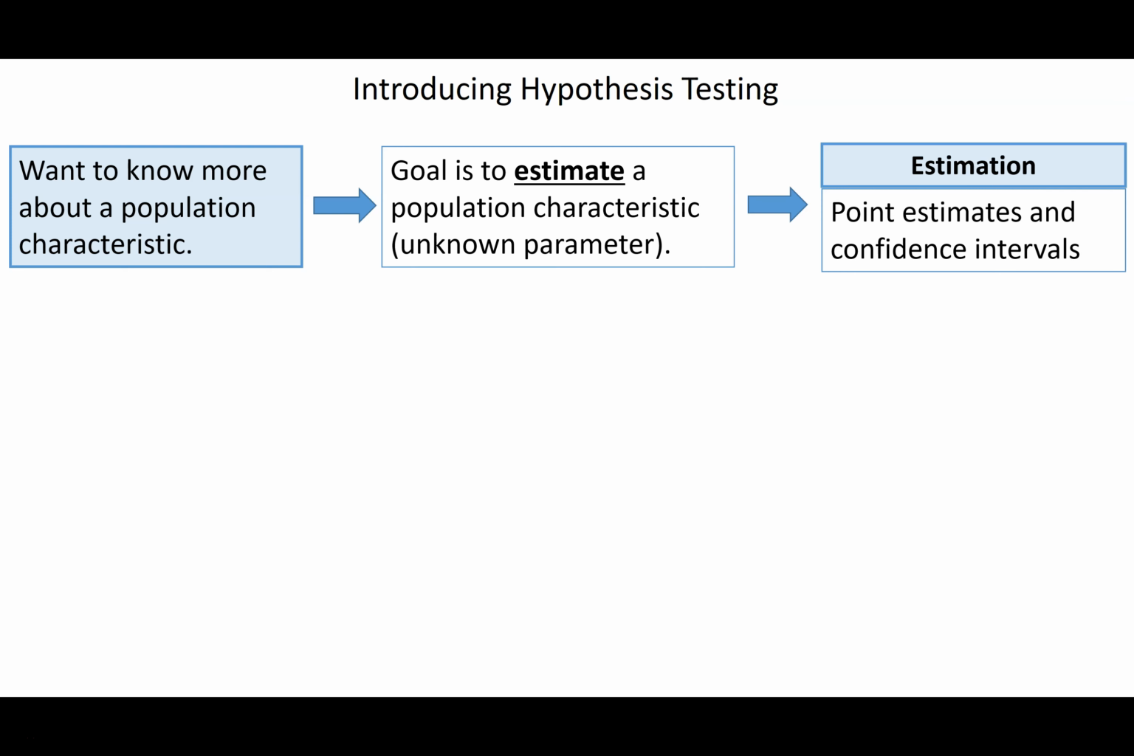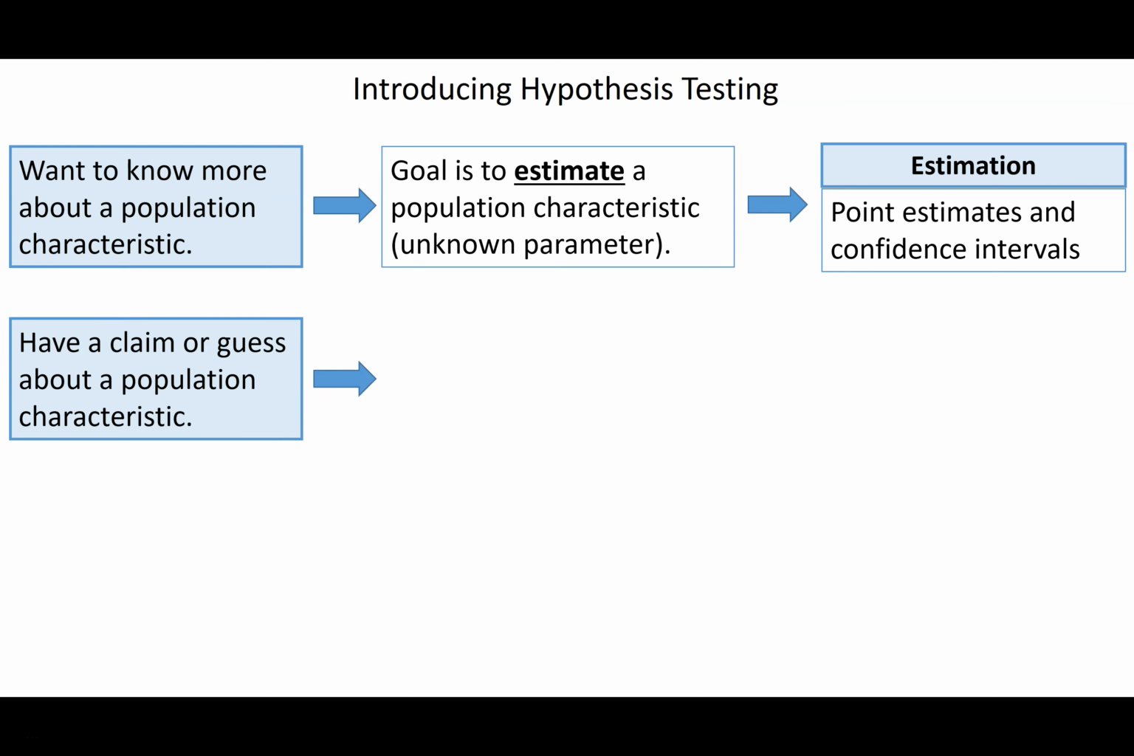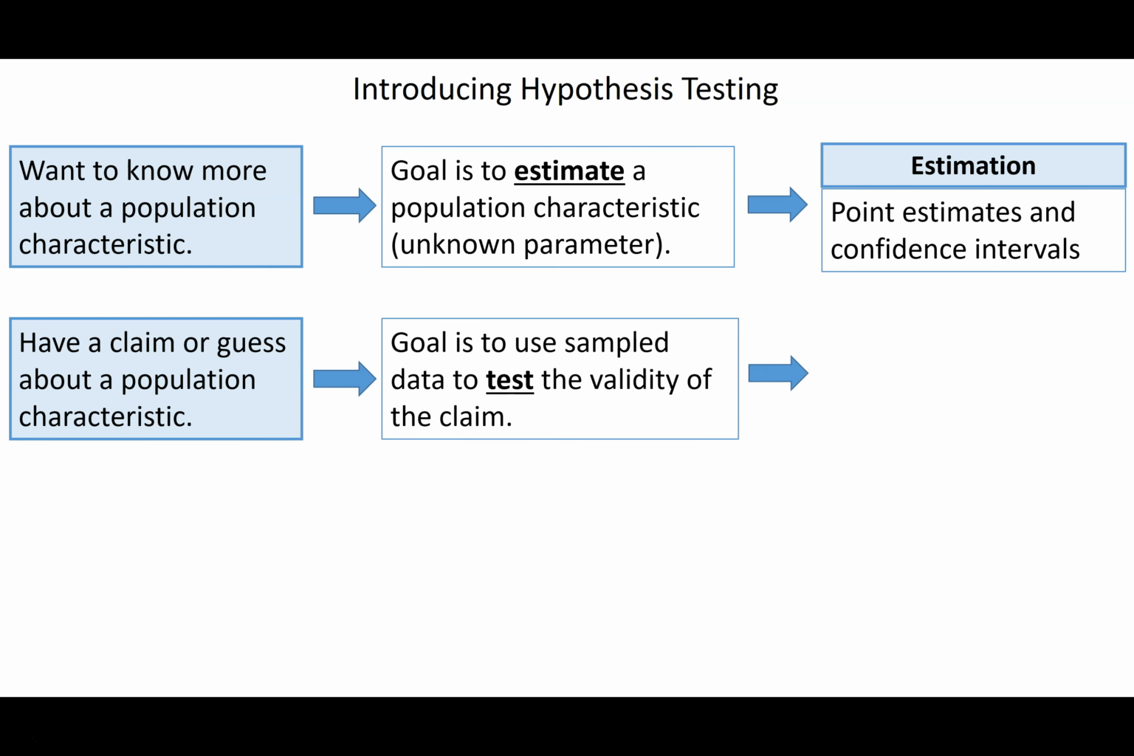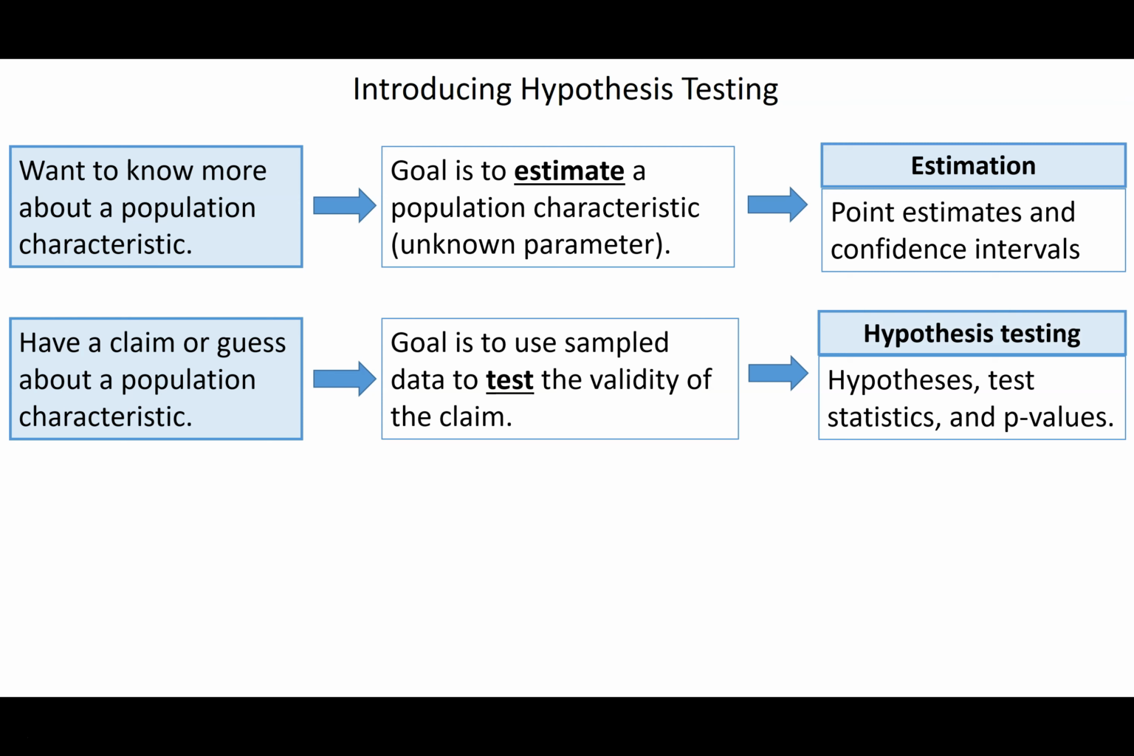Another type of question we could ask is, maybe we have a claim or a guess and we want to test it. Generally, these will come in the form of a yes or no question. So our goal is to test the validity of a statement. This will be a hypothesis test. When you have a hypothesis test, you have your hypotheses, and you calculate a test statistic and a p-value.